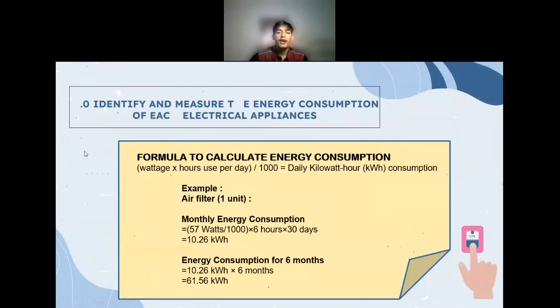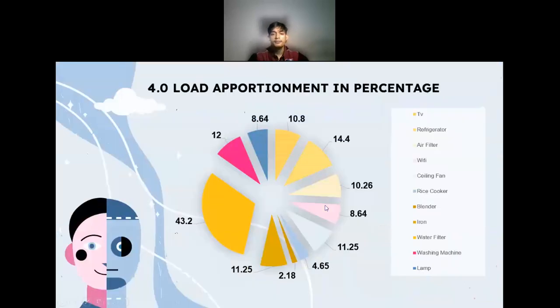Next is identify and measurement the energy consumption of each electrical appliance. First is formula to calculate energy consumption, which is wattage times hour used per day divided by 1000 the same with daily kilowatt hours consumption. Example, air filter 1 unit. Monthly energy consumption is 10.26 kilowatt per hour. Energy consumption for 6 months is 61.56 kilowatt hour. This is the example how to calculate energy consumption.